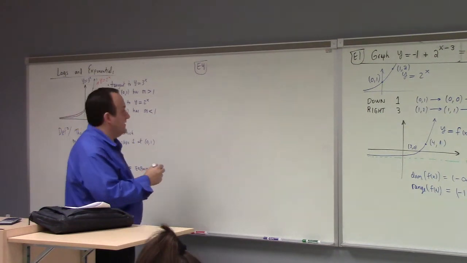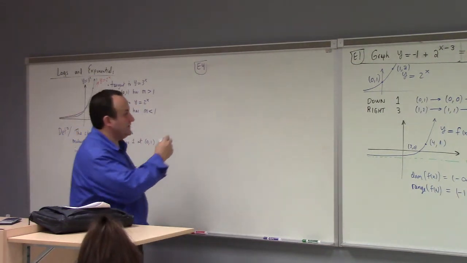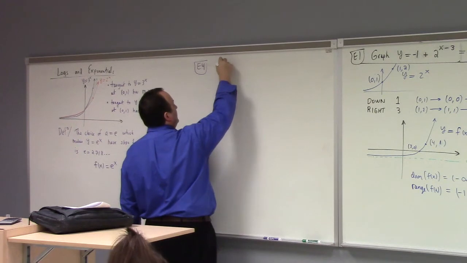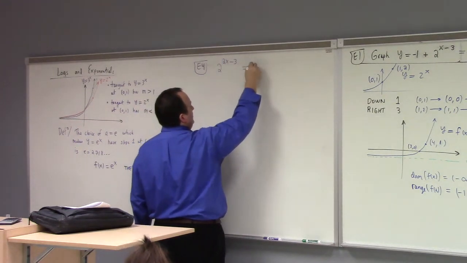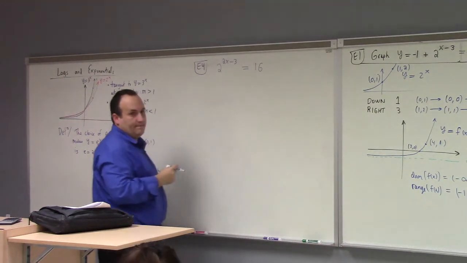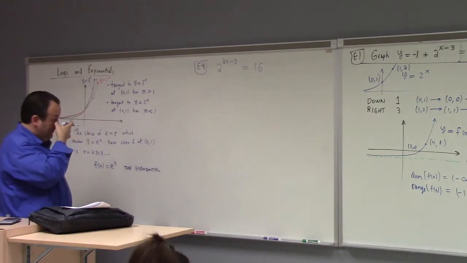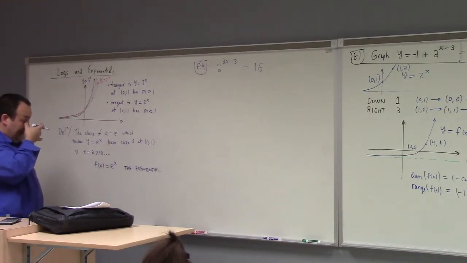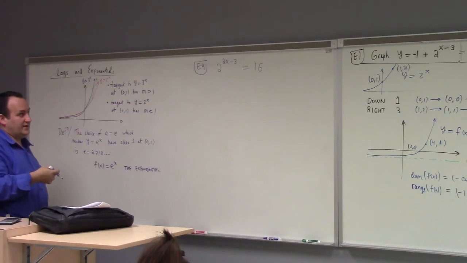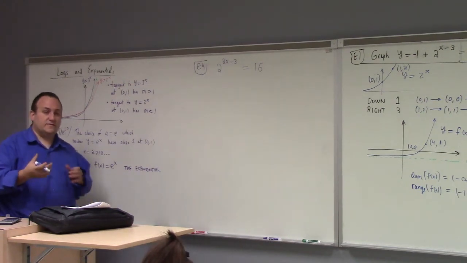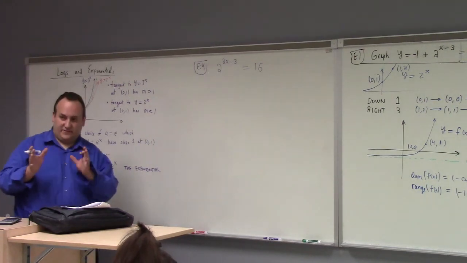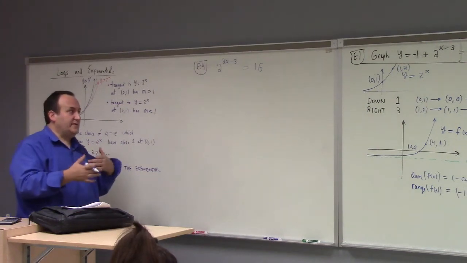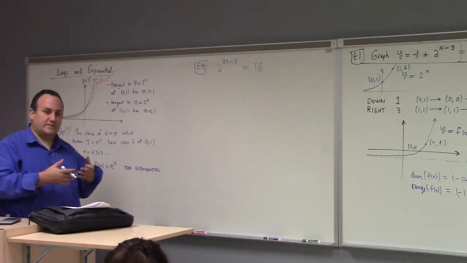So I'll do number 20 to start with. Number 20 is something like this: 2 to the 2x minus 3 equals 16. Now, here's the deal. When we're solving an equation like this, we can use logarithms to help us, but we don't have to. There are ways of doing these problems without using logarithms, so let me start with that.